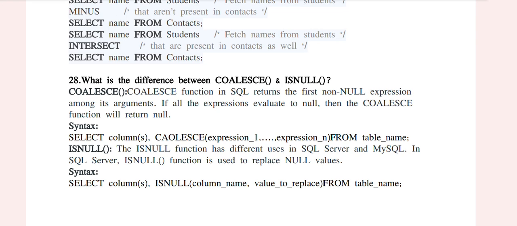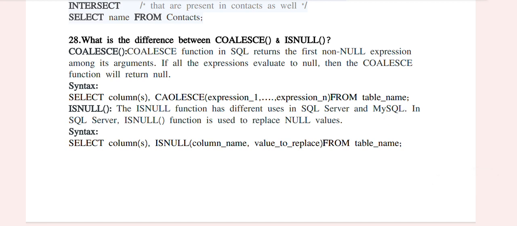What is the difference between COALESCE and ISNULL? The COALESCE function returns the first non-null expression among its arguments. If all expressions evaluate to null, then the COALESCE function returns null. Syntax: select COALESCE(expression1, ..., expression n) from the table. The ISNULL function is used differently in SQL Server and MySQL.